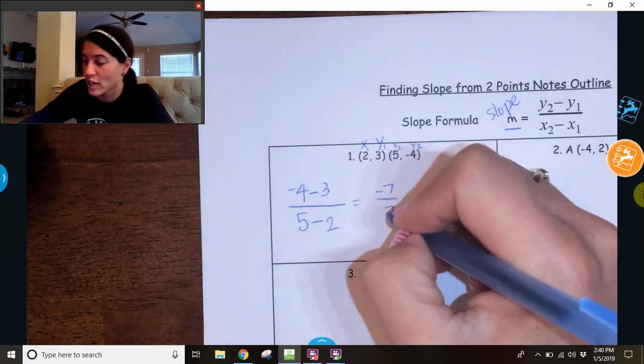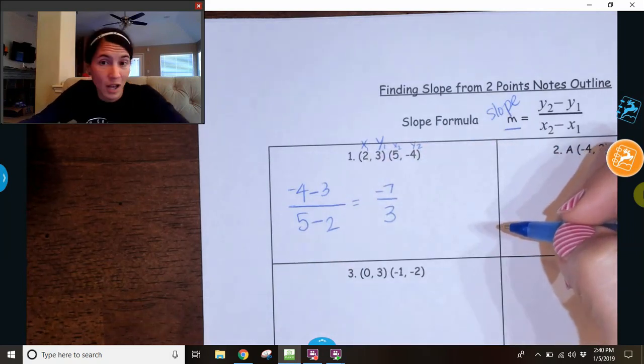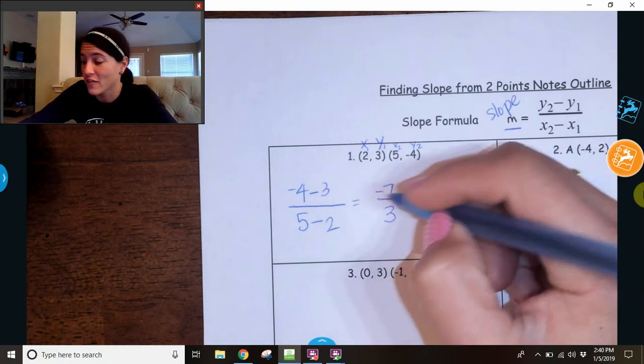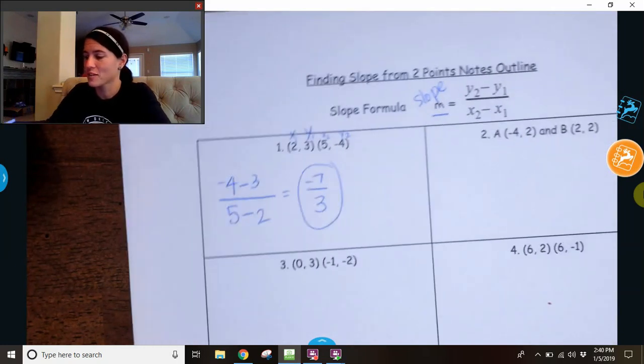5 minus 2 is 3. And I check, can I reduce it? No, you do not put it in a mixed number. You just leave it negative 7 over 3, and there's my slope. Okay, let's go to number 2.